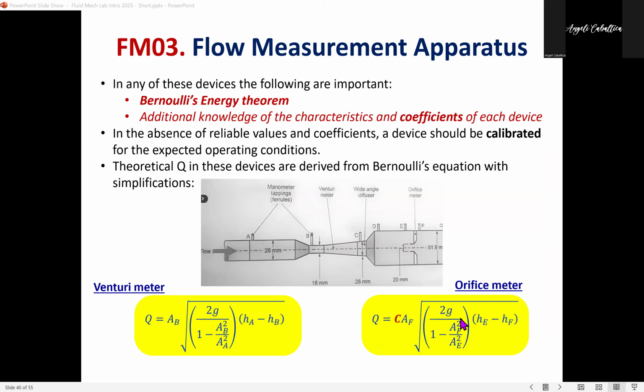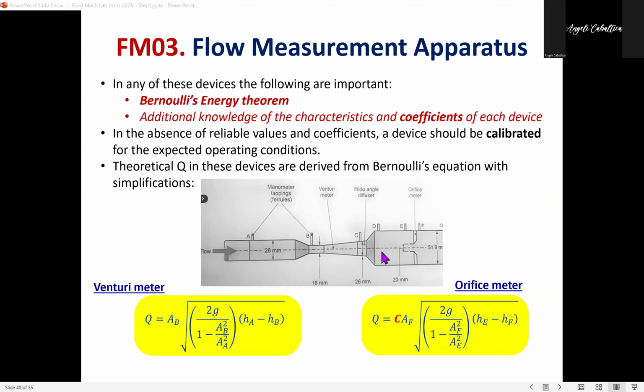For the orifice meter, it's the same. You also have the cross-sectional areas at different points, and then you also have the height of water at columns E and F over here. And then this C is a coefficient for this orifice, and it is given, and you just have to find the value in the manual because that is given, okay? And that's how you measure flow.